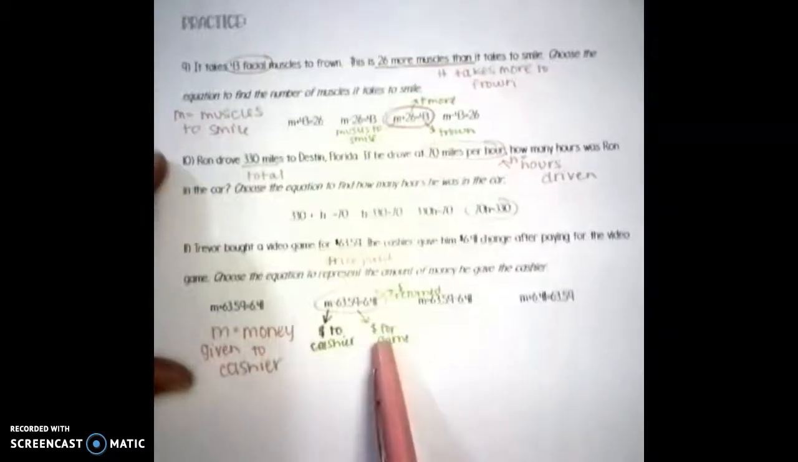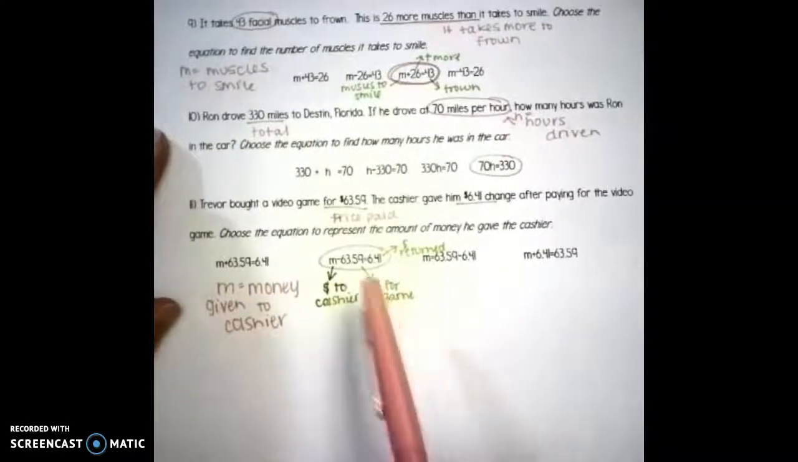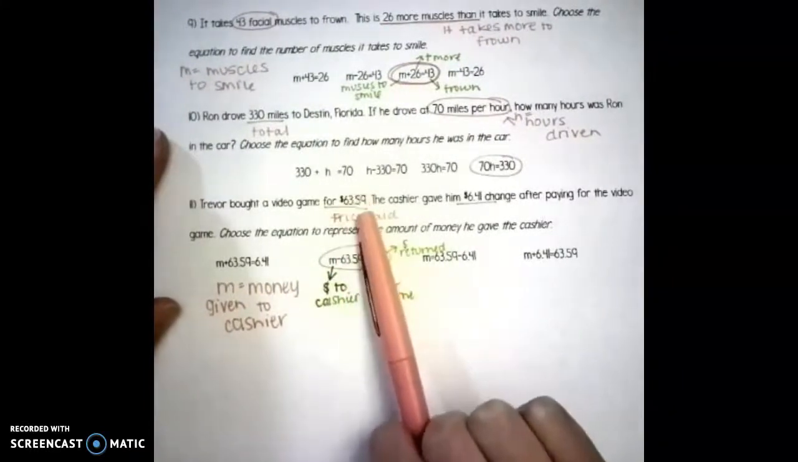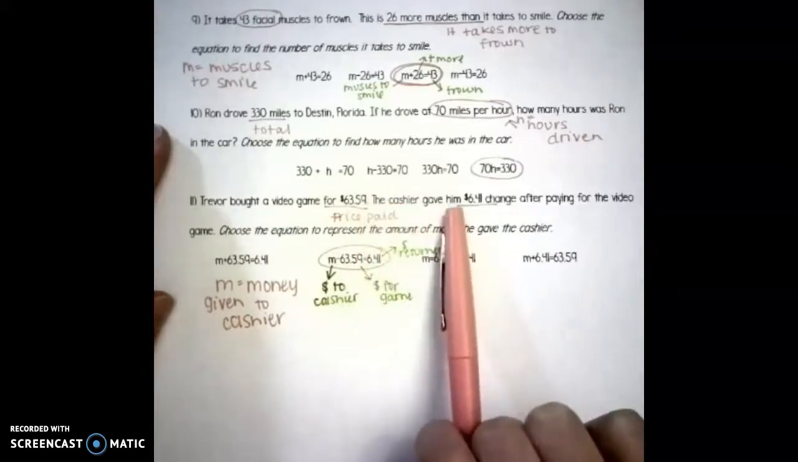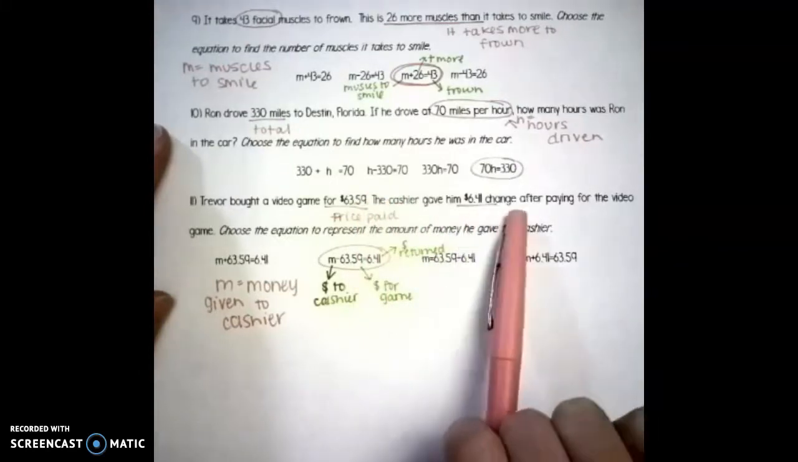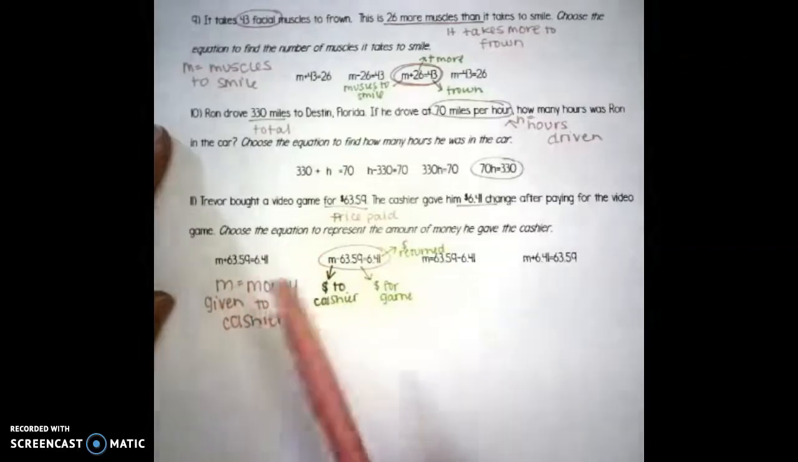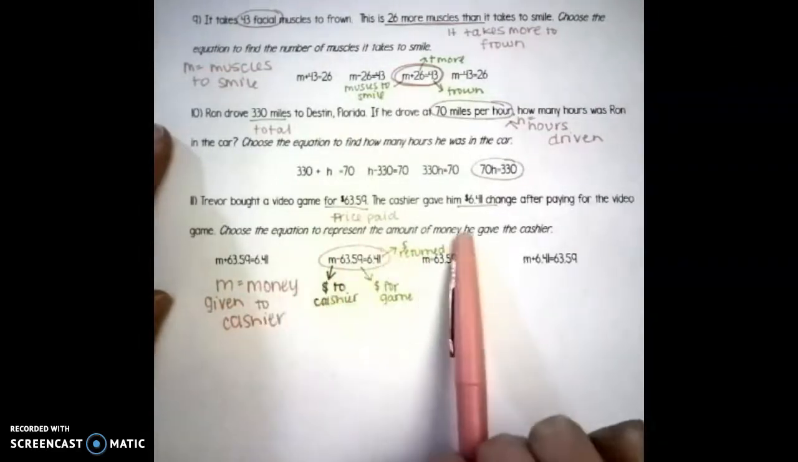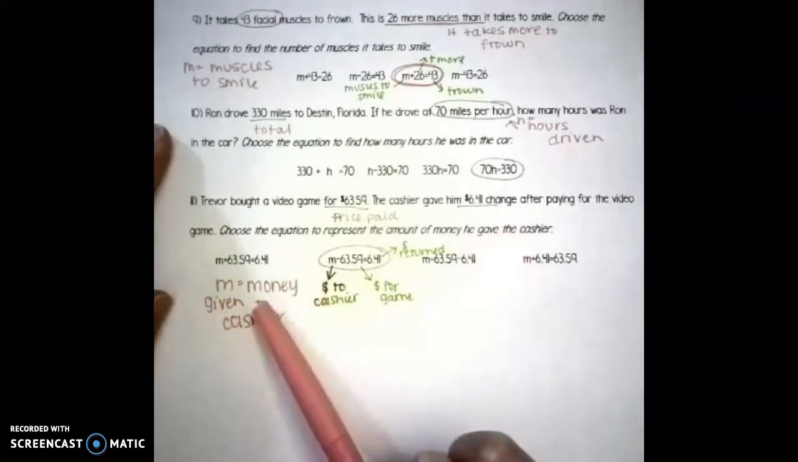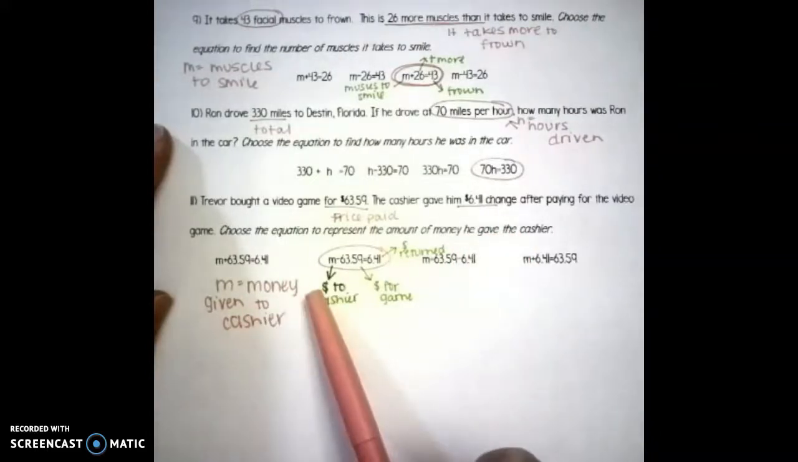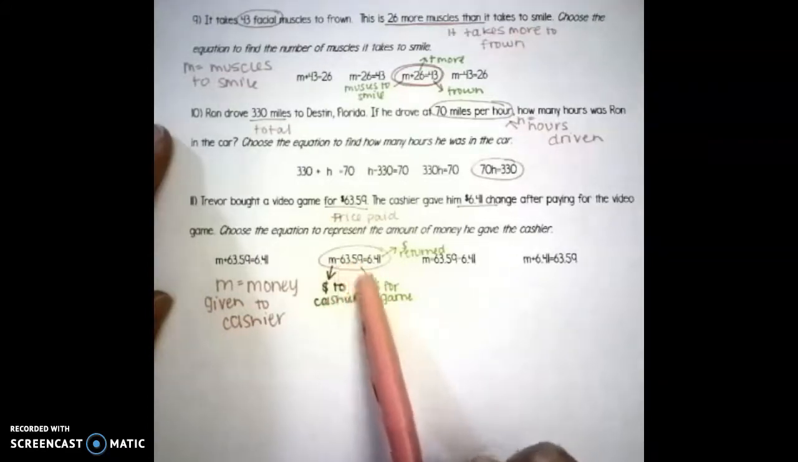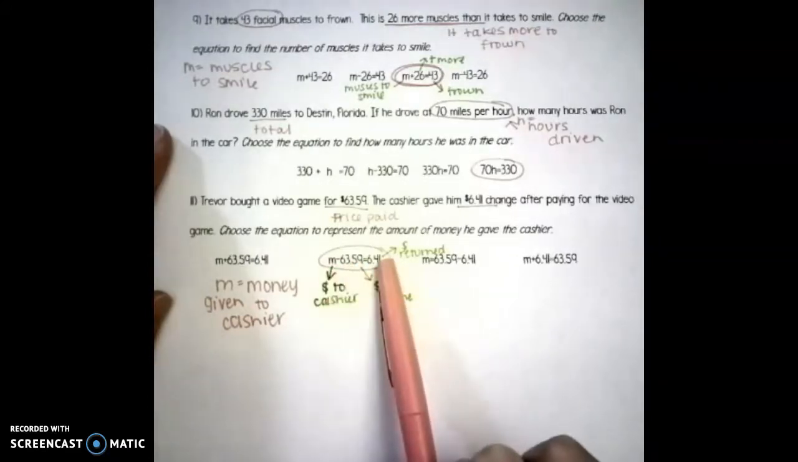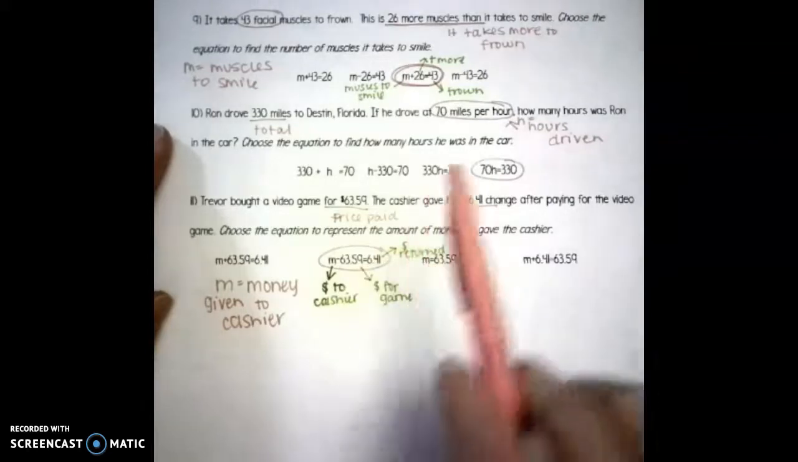And lastly, 11. Trevor bought a video game for $63.59. The cashier gave him $6.41 change after paying for the game. So we want to know how much money he paid to the cashier. Choose the equation for how much money he gave to the cashier. We don't know how much money he gave the cashier. The cashier subtracted the total that he paid for the game, and then returned $6.41.